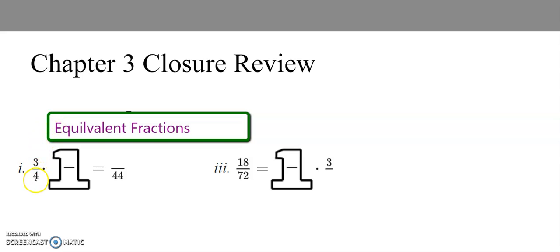So here we have a 3/4, and we want to make an equivalent fraction of something over 44. So if we make our giant 1, that sets us up for a nice multiplication problem. We need to find out 4 times what is 44.